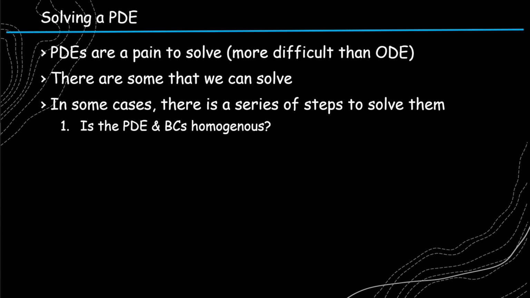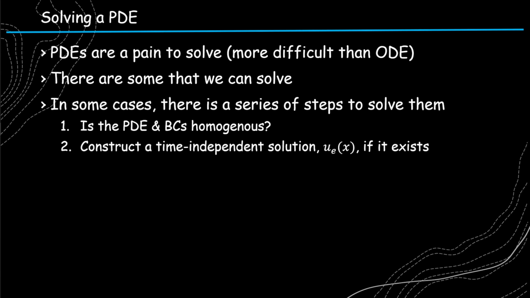The first step is probably one of the most crucial steps: figuring out if the boundary condition and the PDEs are homogeneous. In other words, if you take the equation and you set it equal to 0, does the PDE and boundary condition also equal 0? And if it does, then congrats, you can go straight to step 4 that I'm going to show later. But if not, we're going to go ahead and go to step 2.